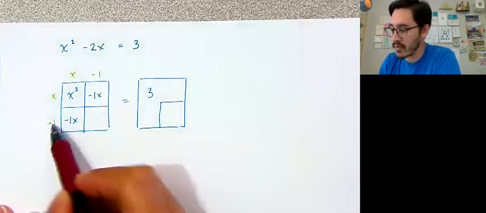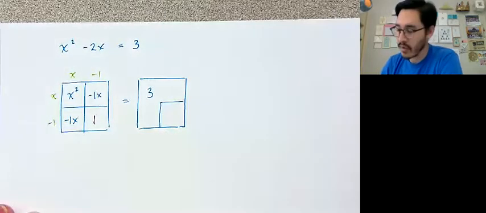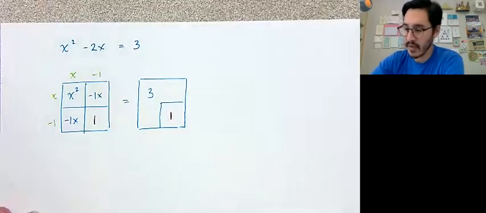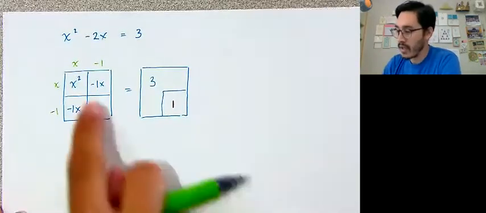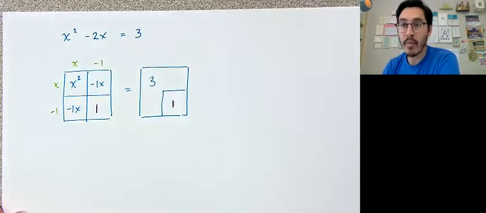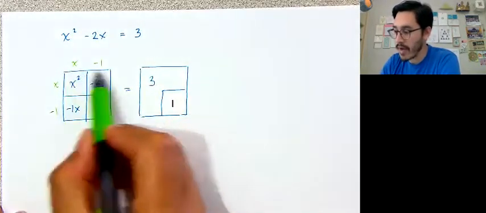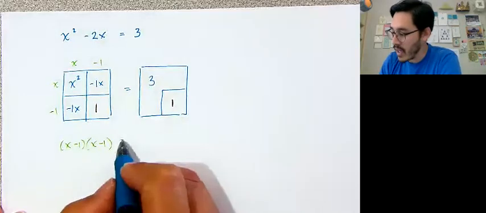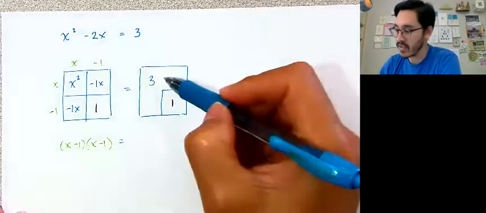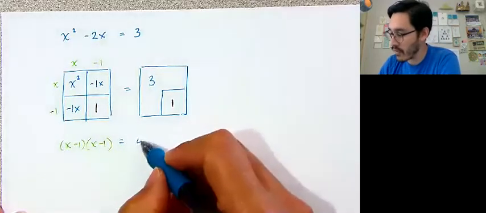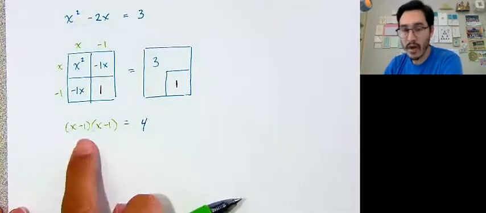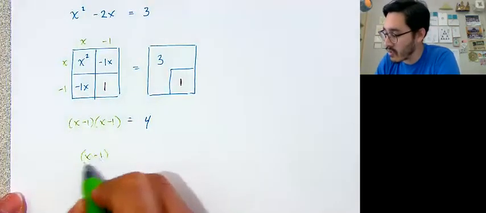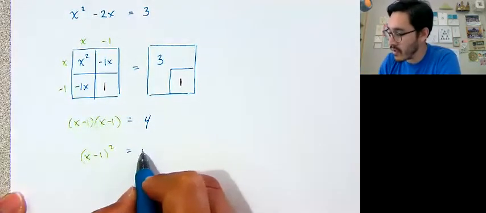Negative 1 times negative 1 is positive 1, right? So we're going to put a positive 1 here to complete that square, and a positive 1 there to complete that square. The area model on the left, we can now represent using its factors, x minus 1 by x minus 1. And the area model on the right will just represent the sum of the 2 regions. 3 plus 1 is 4. We have repeated multiplication here, so we're going to write that as an exponent. x minus 1 squared is equal to 4.